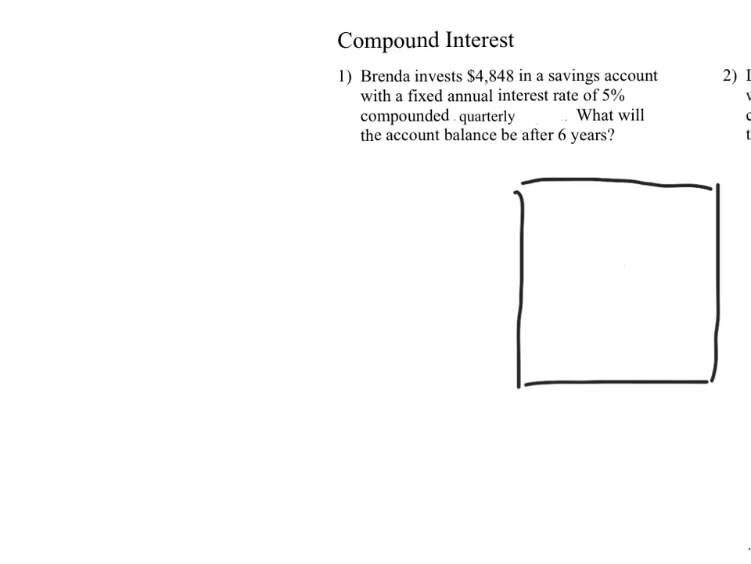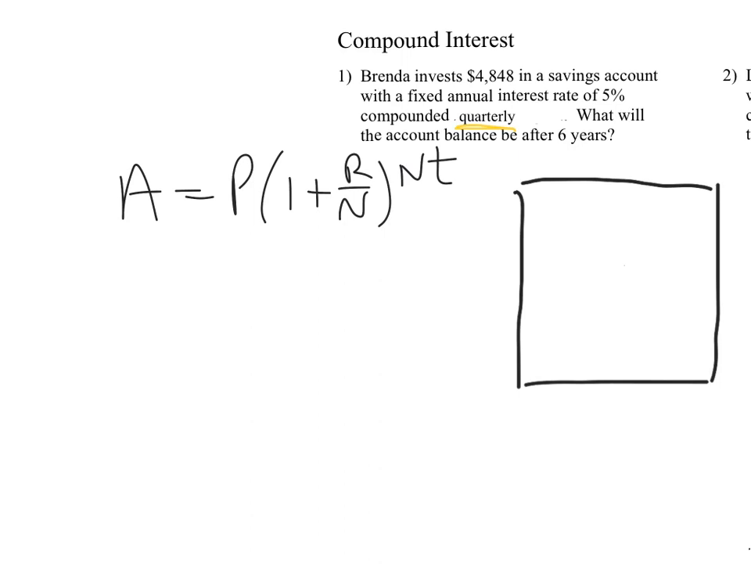Brenda invests $4,848 in a savings account with a fixed annual interest rate of 5% compounded quarterly. What will the account balance be after 6 years? Well, we're going to write out Interest Formula 1, A equals P parentheses 1 plus R over N, raised to the N times T power.